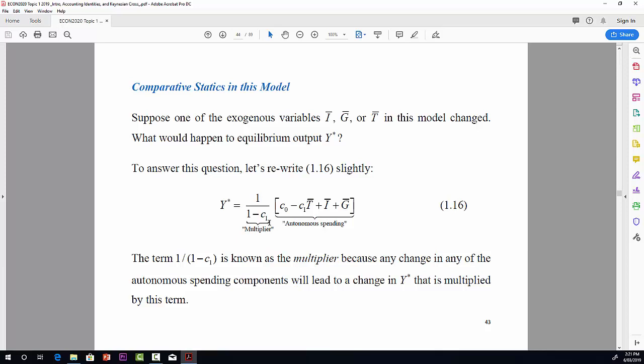Now I've used this word multiplier here. So when I say multiplier, I mean this whole thing. 1 over 1 minus c is known as the multiplier in this model. What it means is any change in any of the autonomous components, so for example, suppose we increased I bar, that's going to obviously have an effect on Y star. But the effect it has depends on the size of this 1 over 1 minus c1, the multiplier. Okay, and similarly for all the other terms.